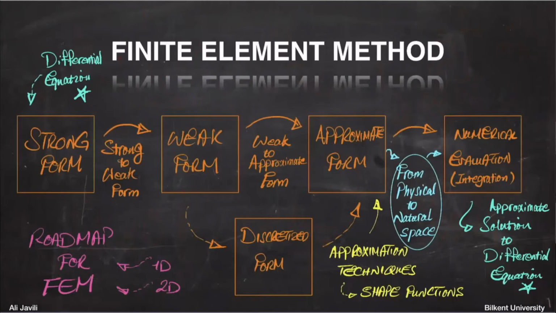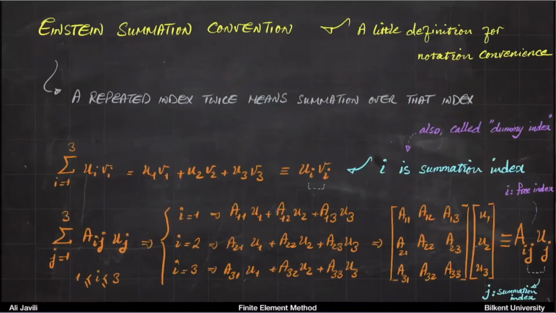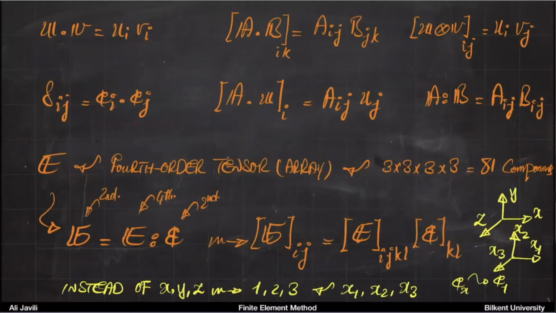All right. So this is again the map of the finite element method. And in order to proceed with two-dimensional FEM, we had some mathematical preliminaries. In particular, we had this Einstein summation convention. We also learned about dot product and the so-called double dot product and this dyadic product. So it's a different type of product. And then we had the notation that we refer to as Kronecker delta.